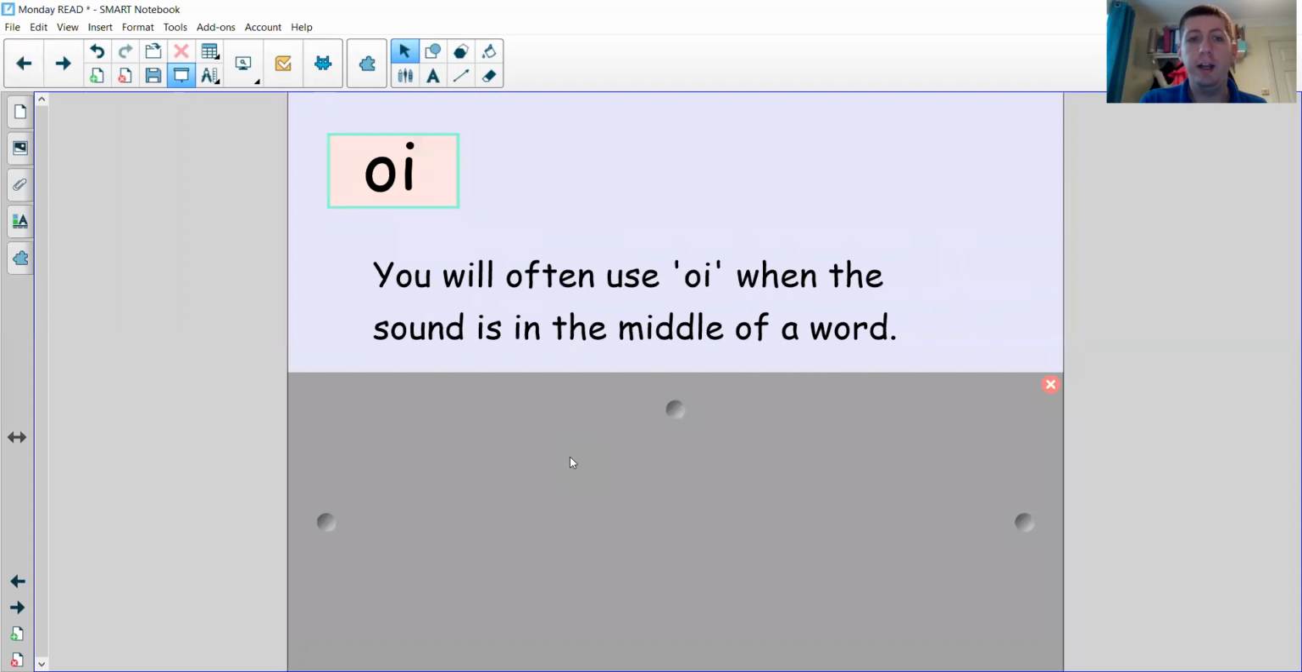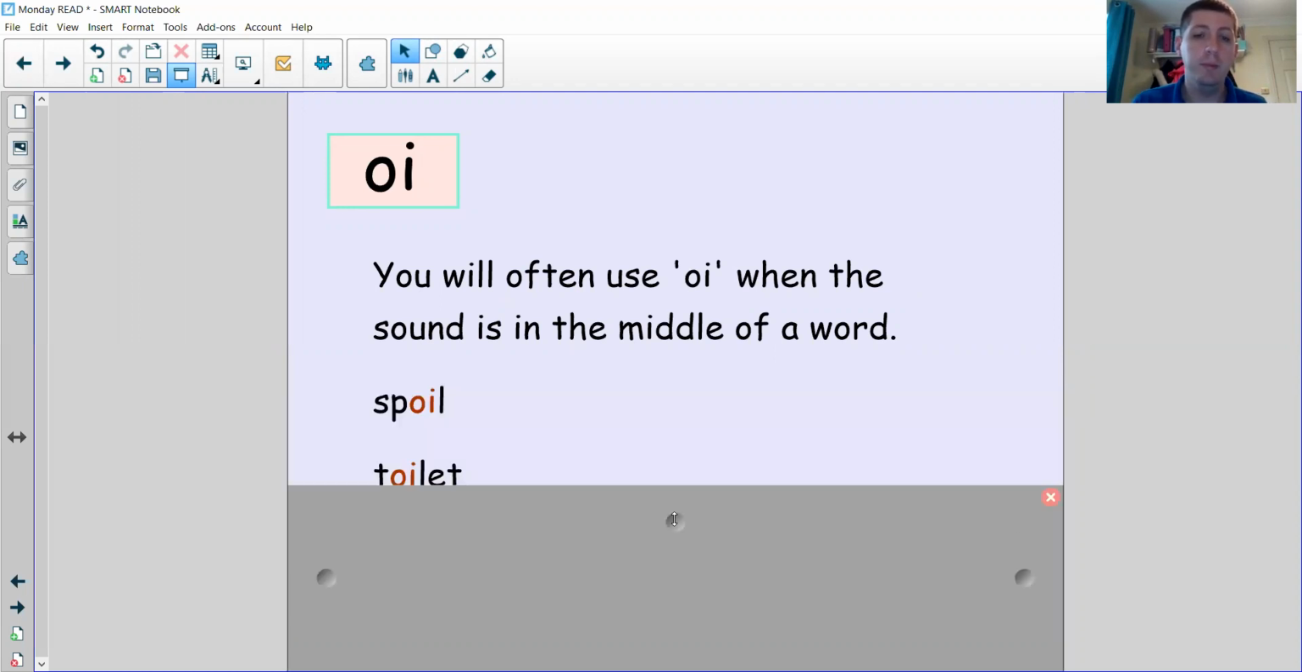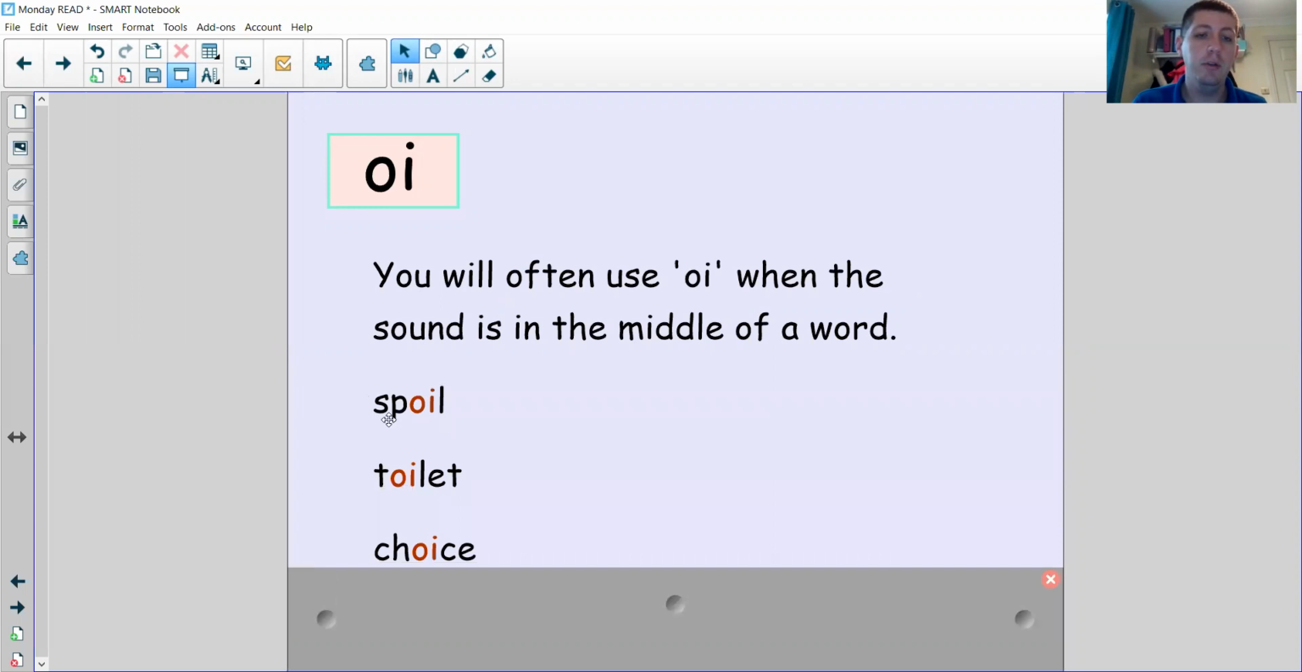You can also use the letters O and I to make the oi sound. Usually with these letters, it would be in the middle of the word with the oi sound. Let's have a look at some examples. Sp, oil, spoil. T, oil, et, toilet. Ch, oi, s, choice. So you can see that those words all contain the oi sound.